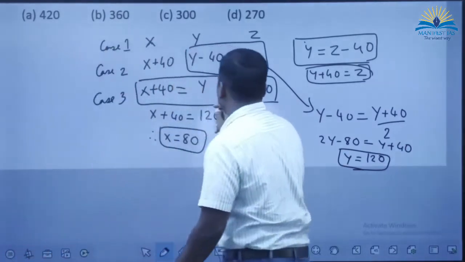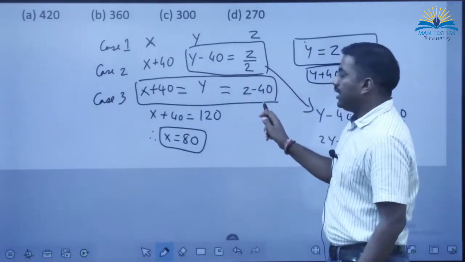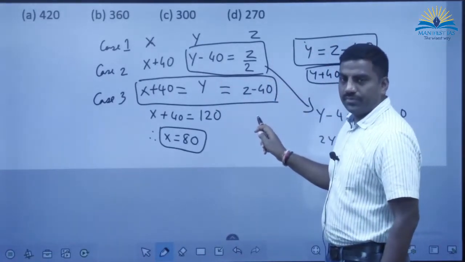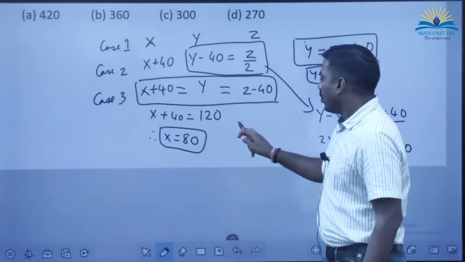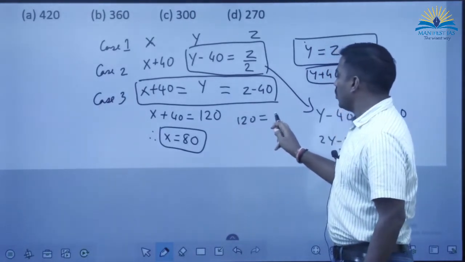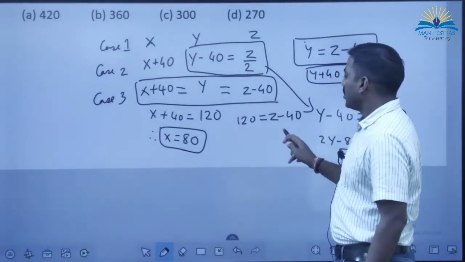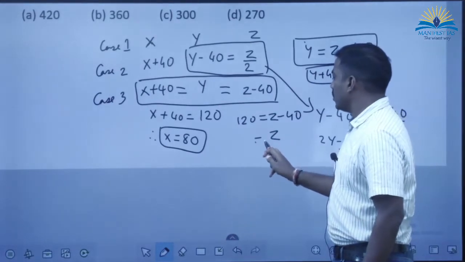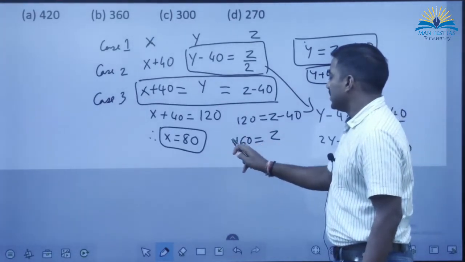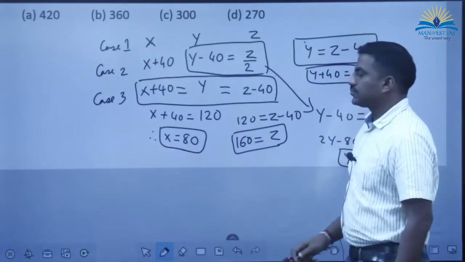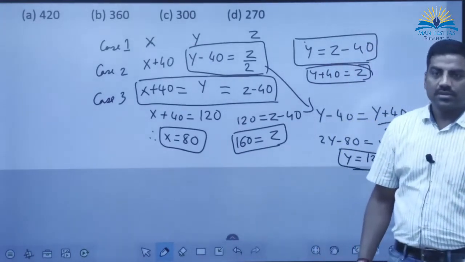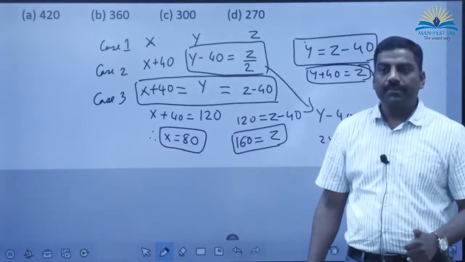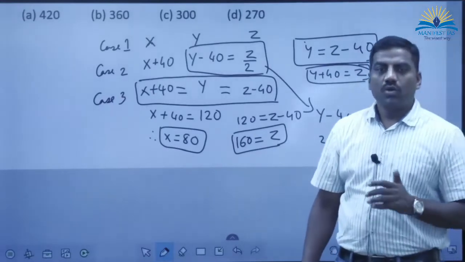Similarly, 120 is equal to z minus 40. So, z is equal to 160. Done? x 80, y 120, z 160.